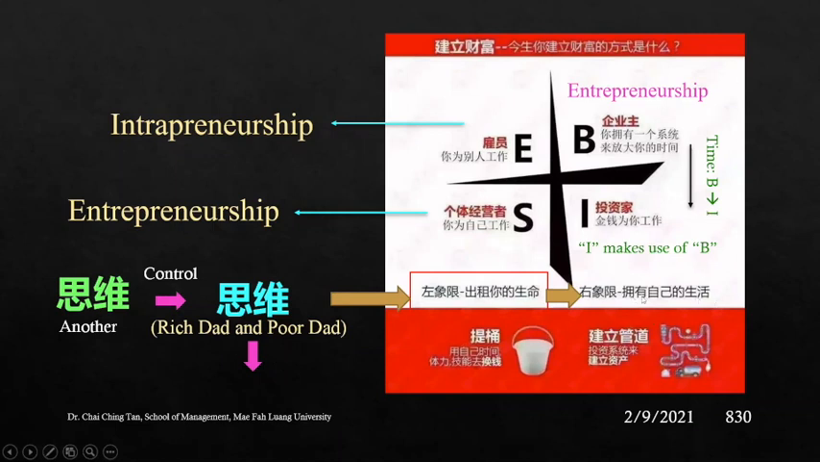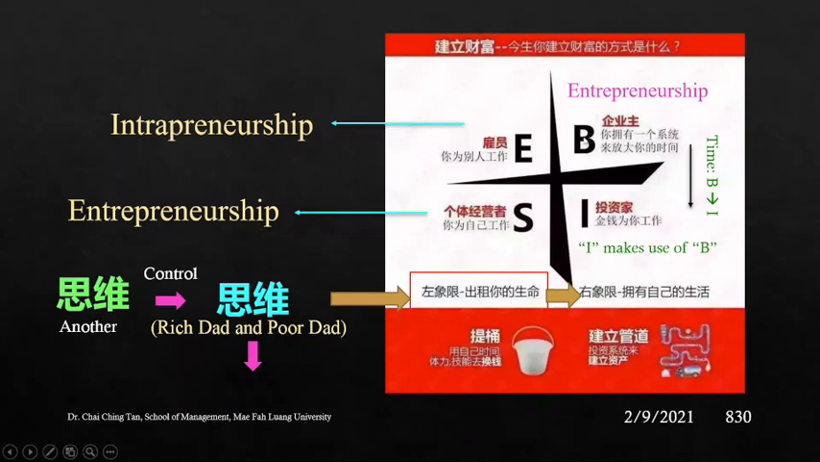Which is: I own my life. No, I do not rent my life. I own my life. So how do they own their life? There are two ways people can own their life.